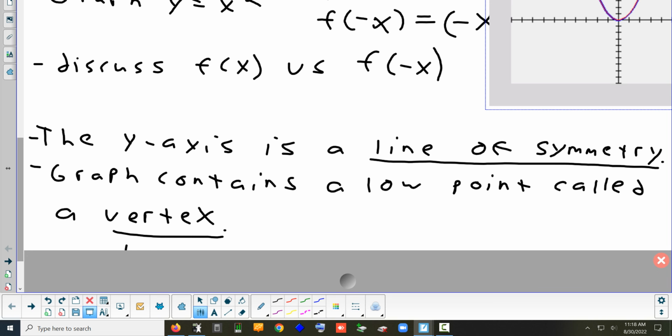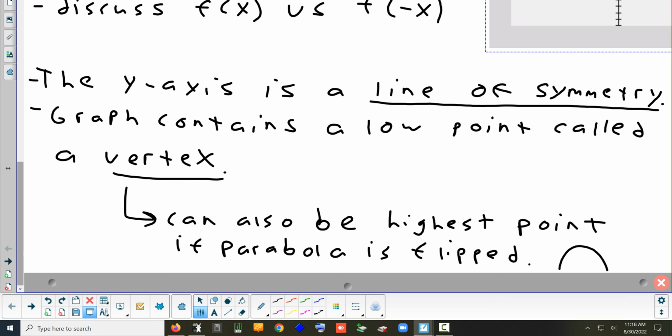Now, one feature that a parabola has that a line, and most other shapes don't, is a vertex. So the vertex is the lowest point or the highest point of your parabola. The way it would be the highest point is if you flipped the parabola vertically, or you flipped it over the x-axis.